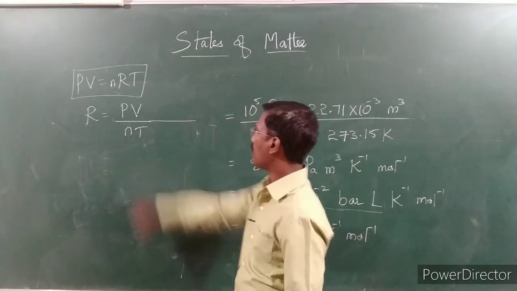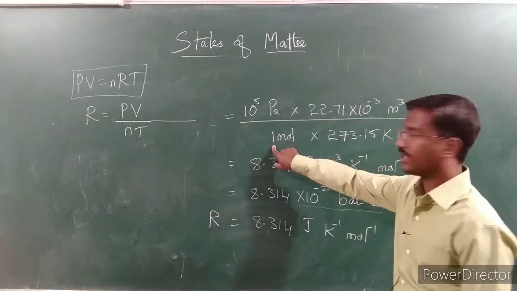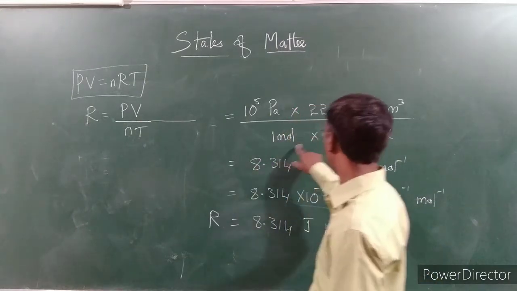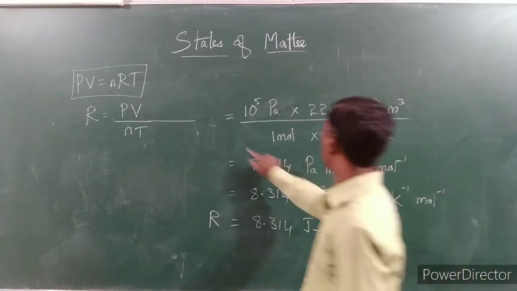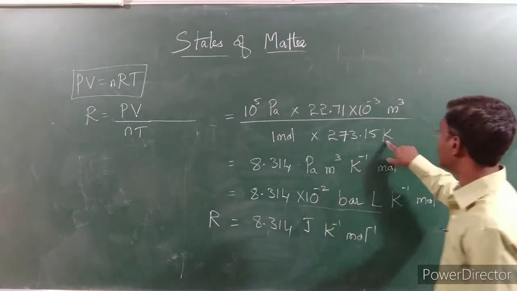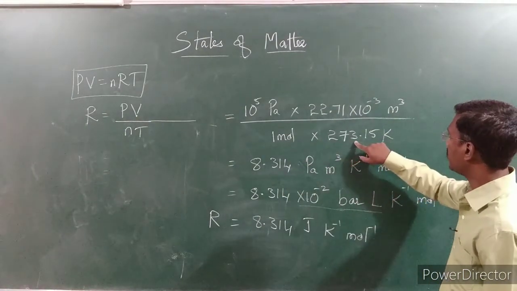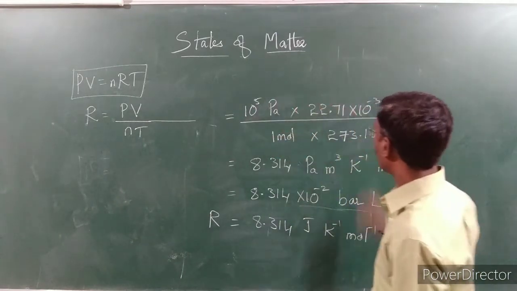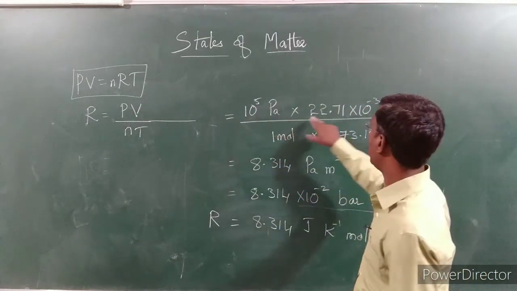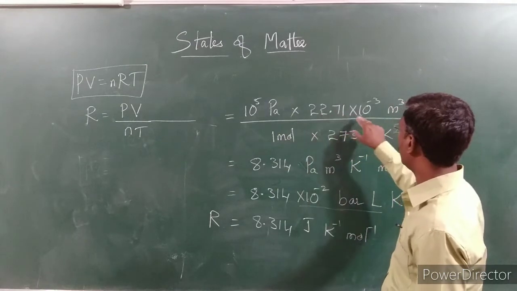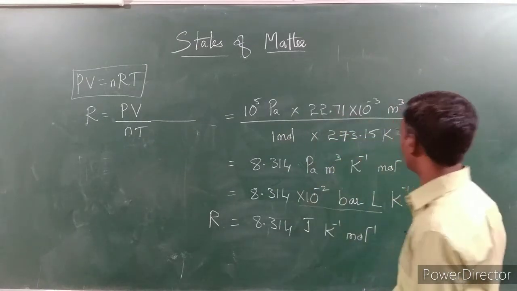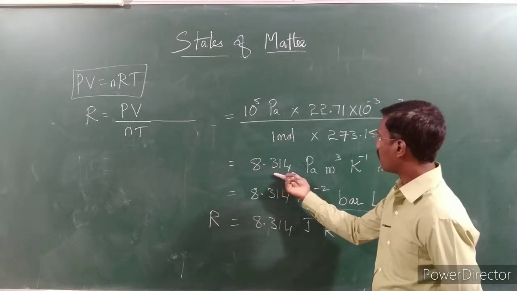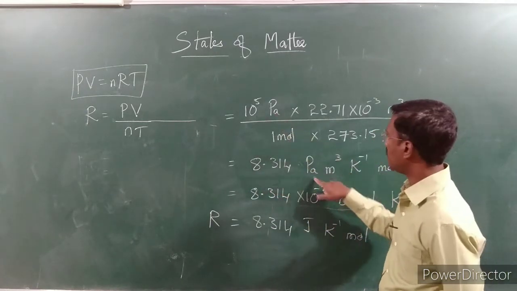And n is nothing but the amount of substance. Here we have taken n as the number of moles, 1 mole, into temperature, which is 0 degree Celsius, in the form of Kelvin 273.15 Kelvin. So by calculating all these terms, 10 raised to 5 into 22.71 into 10 raised to minus 3 divided by 273.15, we are going to get the value as 8.314.